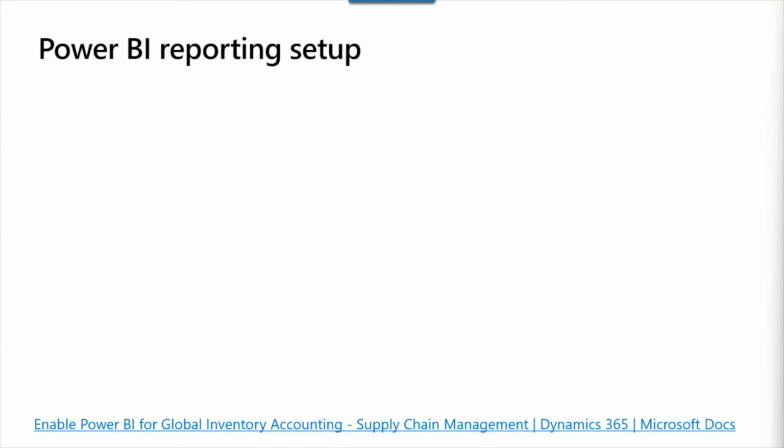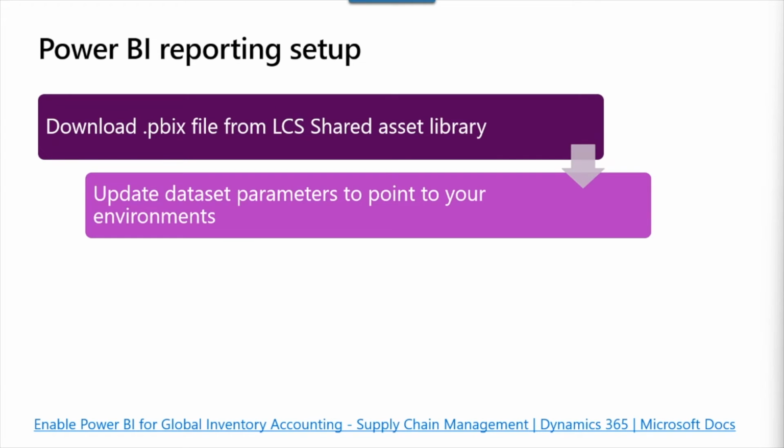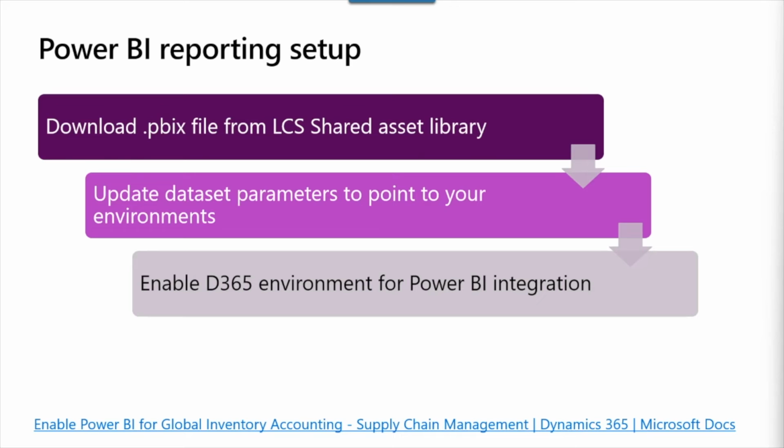To get started, you'll need to download the PBIX file from the Shared Asset Library in Lifecycle Services. Next, you'll want to update the dataset parameters in the file to point to your Finance and Operations Environment ID and Dataverse URL. Then you can enable your environment for Power BI integration if you've not already done so.